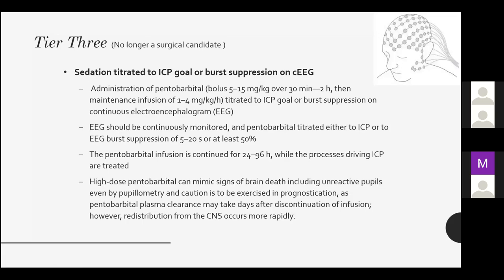In tier three, you start the thiopental infusion, and you need to monitor the EEG as well. So you start a bolus of 5 to 15 milligram per kilo over 30 minutes, then an infusion, and then you titrate to the ICP goal or burst suppression on EEG. The drawback is, if you keep on giving barbiturates, it can mimic the signs of brain death, like the patient can have undetectable pupils. And if you want to withdraw the care and do brainstem testing, thiopental takes days to clear from the body. So it's the drawback of thiopental.